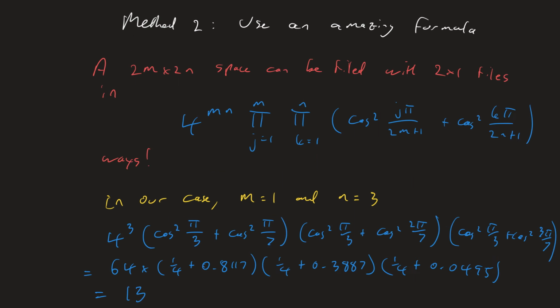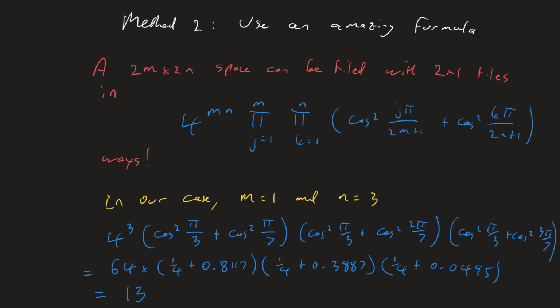There's actually an amazing formula that tells us how many ways we can tile, in general, an m by n space when m times n is an even number, but we'll just consider the special case of a 2m by 2n space for simplicity, but the general case is very similar to this. And the formula says a 2m by 2n space can be tiled with 2 by 1 tiles in this many ways. 4 to the power of mn, where m and n determine the size of our rectangular grid.